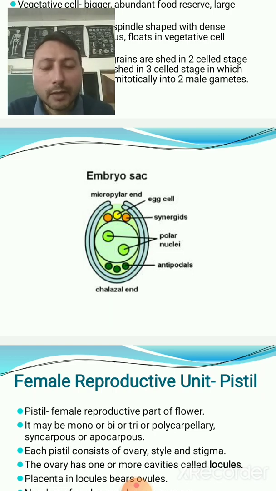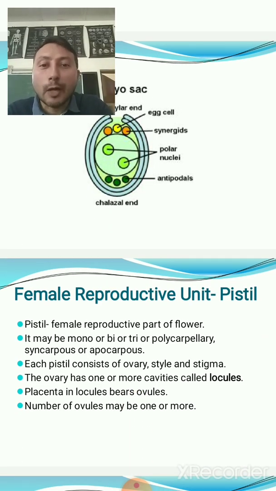Out of those, we have 2 synergids and 1 egg cell. In the center, you will see the 2 polar nuclei, and at the chalazal end, you will see 3 antipodals. I will explain the function of all these structures of the 8-celled embryo sac.